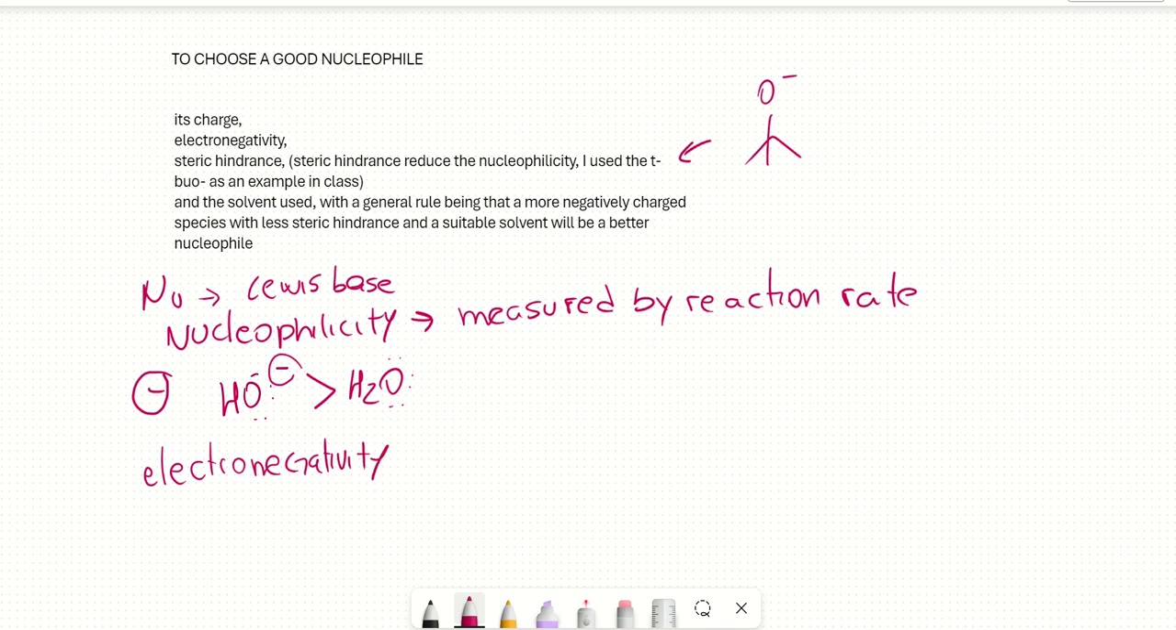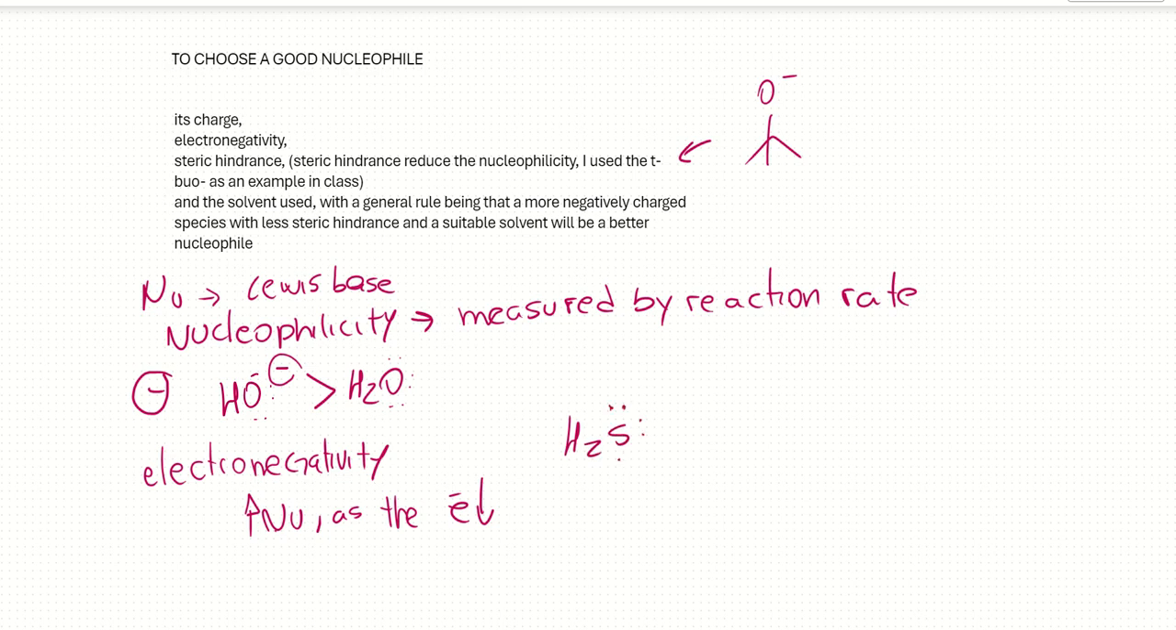So electronegativity. So loosely held electrons are donated more readily. Okay, so nucleophilicity increases as electronegativity decreases. So let's give you an example here. H2S, we have sulfur over here, and this will be bigger than phosphorus. Okay, this is a good example.